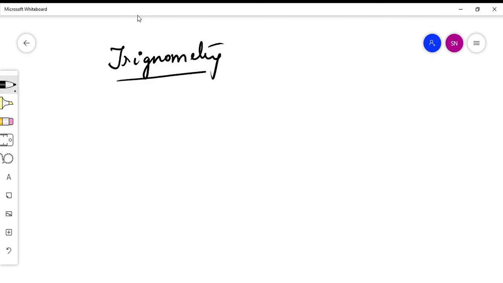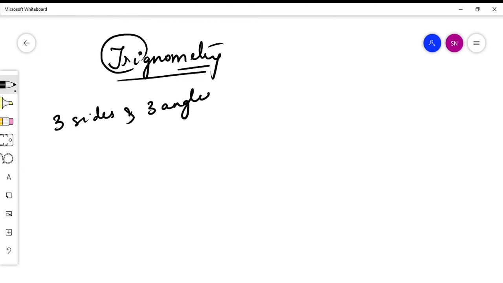Okay. So, the word tri here means three. Metry comes from the word metron, which means measurement. So, it is a measurement of three sides and three angles of a right angle triangle.